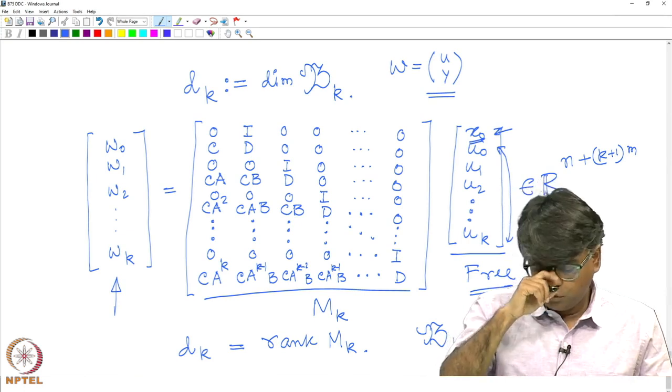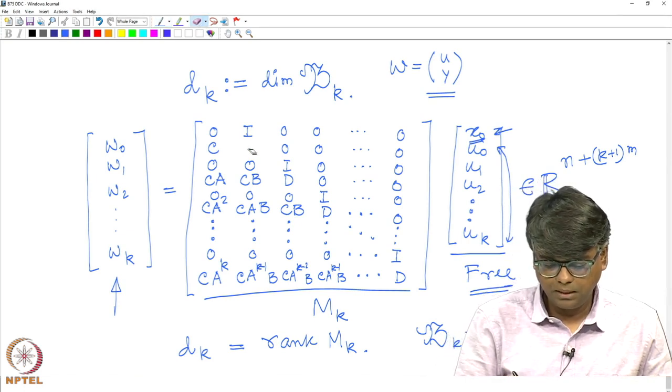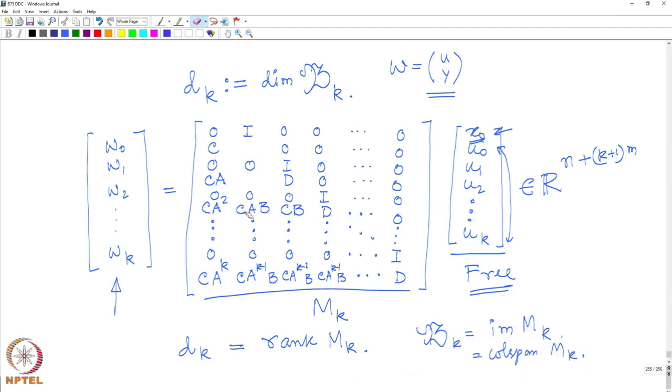Now, by doing row operations I can make these entries disappear, and these also disappear, all of them I can make disappear. All of these empty entries will just be zeros.